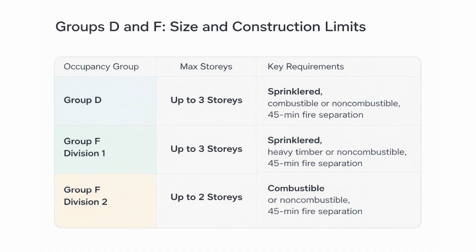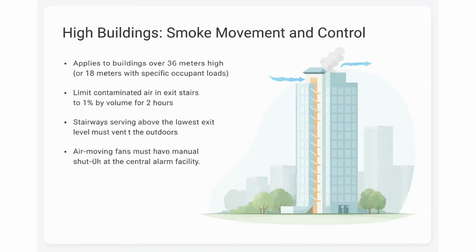High buildings present unique challenges, particularly regarding smoke movement. The code mandates that exit stairs must remain highly tenable, containing no more than 1% of contaminated air by volume for 2 hours after a fire starts.